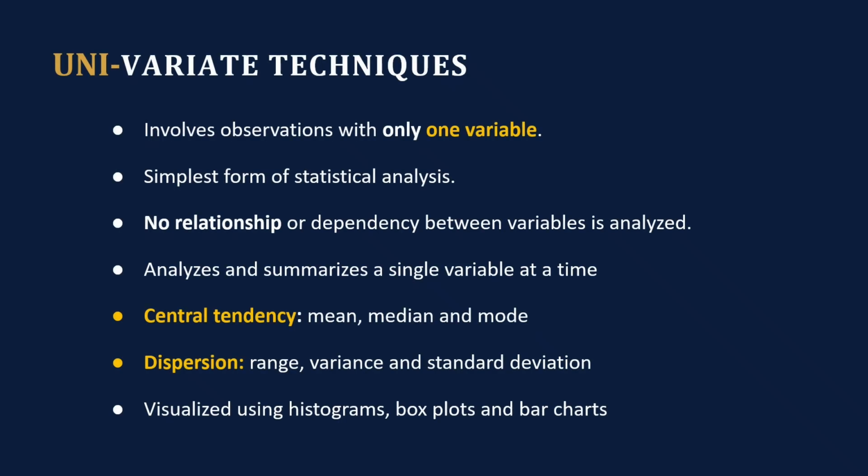As mentioned earlier, univariate analysis deals with only one variable. It is the simplest form of statistical analysis because our focus is only on studying a single characteristic at a time. Unlike other analysis, univariate analysis does not examine any relationship or dependencies between variables. Instead, it helps us understand the distribution and the behavior of that one variable. For example, suppose we collect the marks of 100 students in a mathematics examination. If our objective is only to summarize these marks, such as finding the average mark, highest marks, or how widely the marks are spread, then we use univariate analysis.